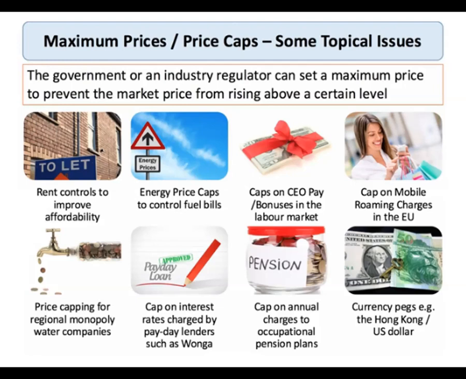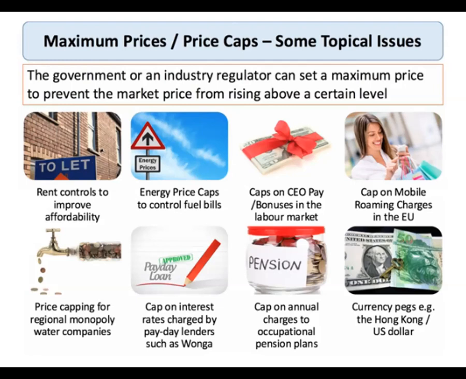Cap on mobile phone roaming charges, we talked about that earlier. Price capping for regional monopoly water companies. If we look at London, for example, we're under Thames Water. And so Thames Water may be at risk of exploiting the fact that when we turn on our taps, we know it's going to come from Thames Water anyway.